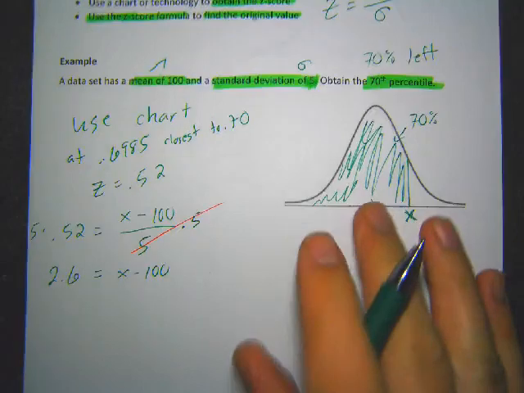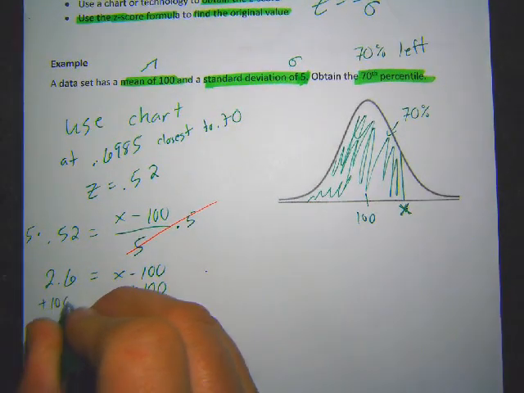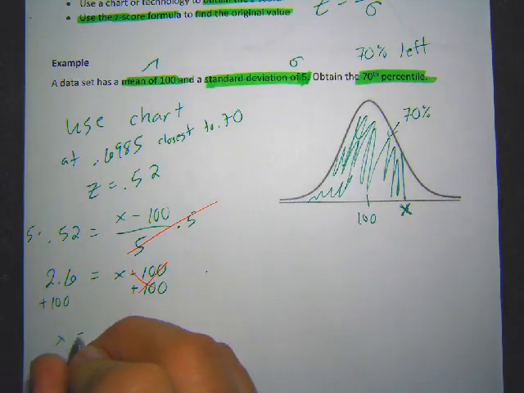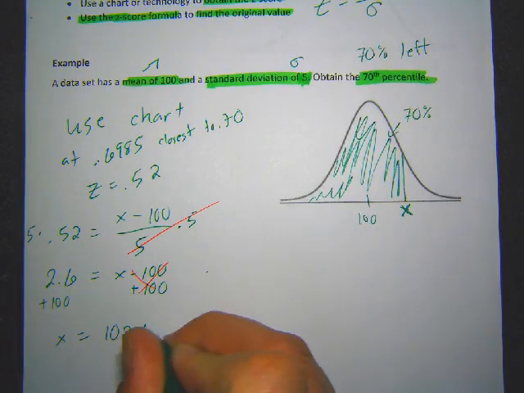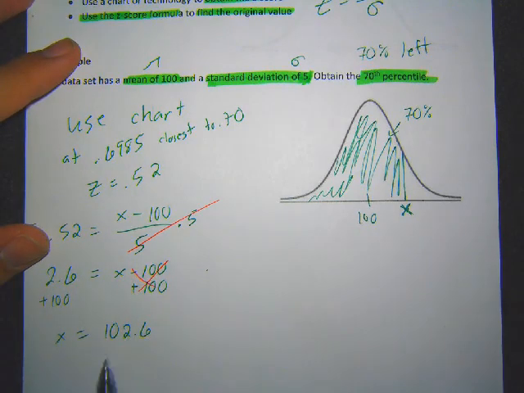And then undo subtraction, we're going to add 100 to both sides. We're going to get rid of this part. And so we get x, the value is going to be, well, 100 plus 2.6 is 102.6. So that's the value. Now stop and make sure it makes sense. This number should be bigger than 100, right? Because it's to the right of 100.